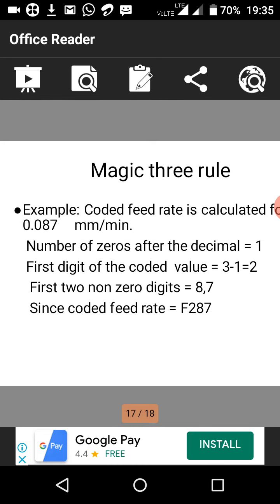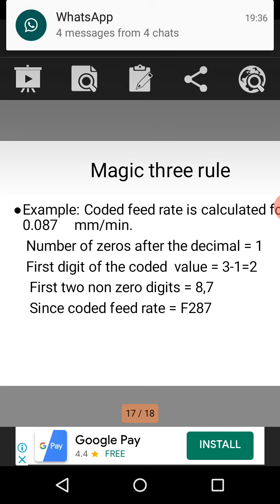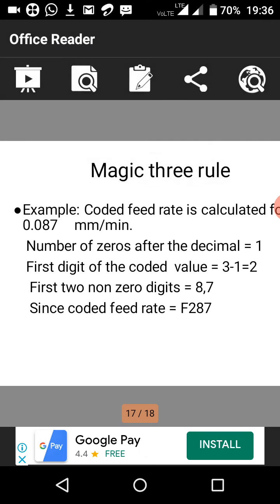It is 3 minus the number of zeros after the point. After the point there is 1 zero, so 3 minus 1 is equal to 2. Next, the first two non-zero digits. The non-zero digits are 8 and 7, so that is 8 comma 7. So how do we give the feed rate now? The first digit, 3 minus 1, is 2, then the first two non-zeros are 8 and 7. So 287 is the feed rate here. Okay, understood this?